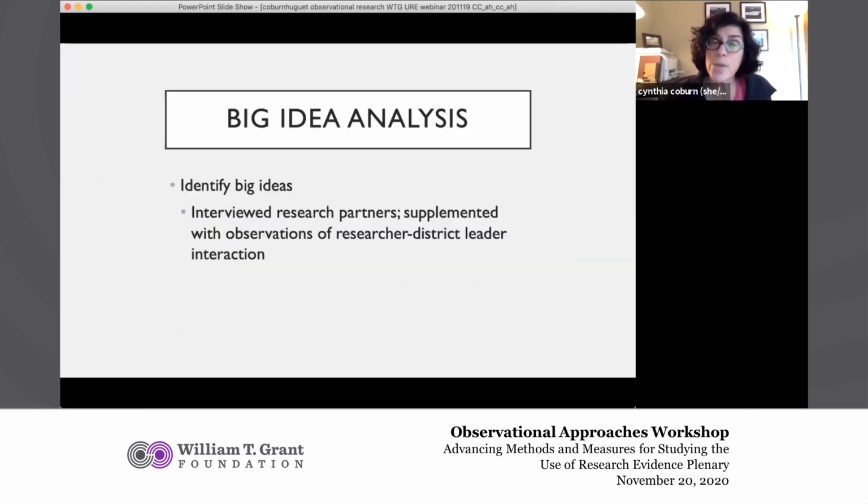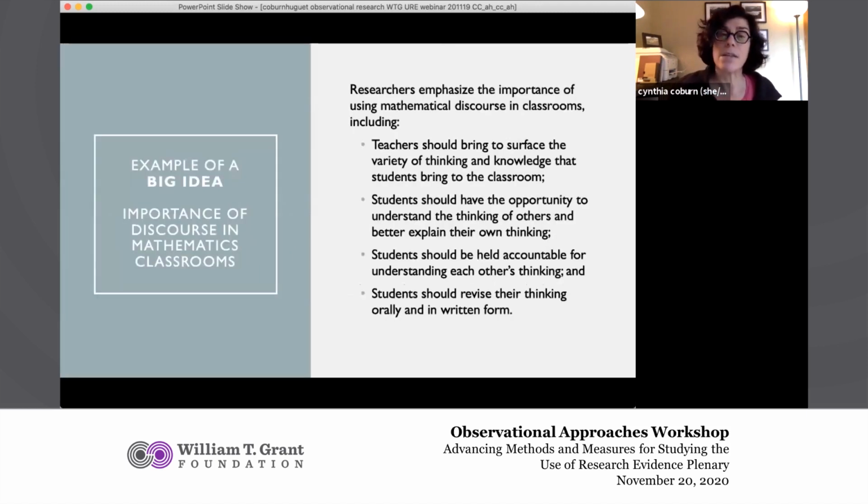So what we do is we identify the big ideas. And again, we focus on the big ideas of the external partner because we've studied this in the context of research practice partnerships. To do that, we interview the research partners about what the core set of ideas are that they're trying to get across. Then we discerned a set of ideas and supplemented it with our observations of them working with their district partners. And then we run that back by the research partners.